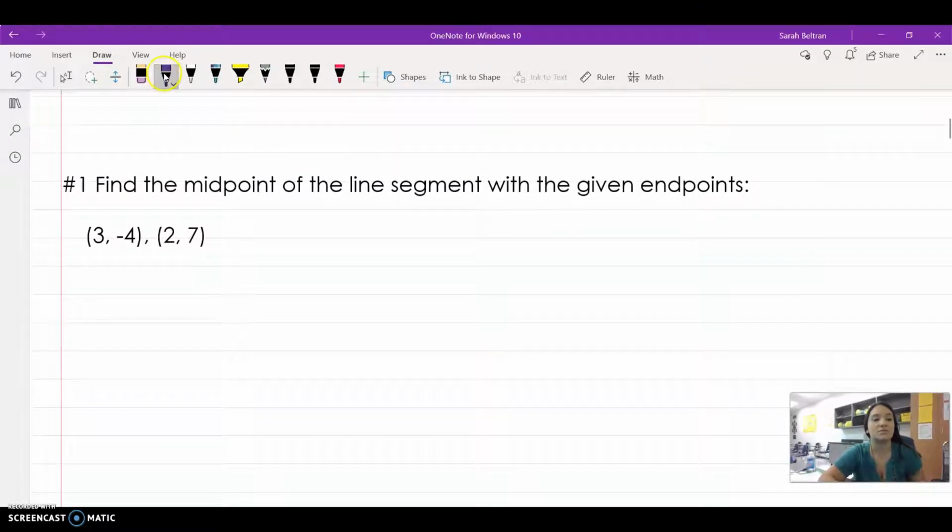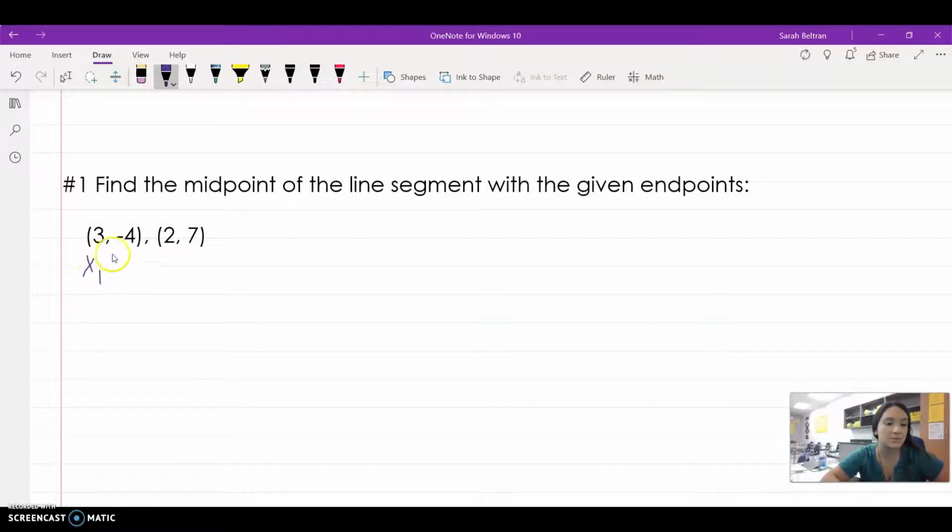Alright, so by now we should be pretty familiar with what the midpoint formula is, so I'm just going to breeze through this one kind of fast. If we want to find the midpoint of two endpoints, we need to use our formula. Basically what we do is we add our x's together and we divide them by 2. So I'm going to do that.